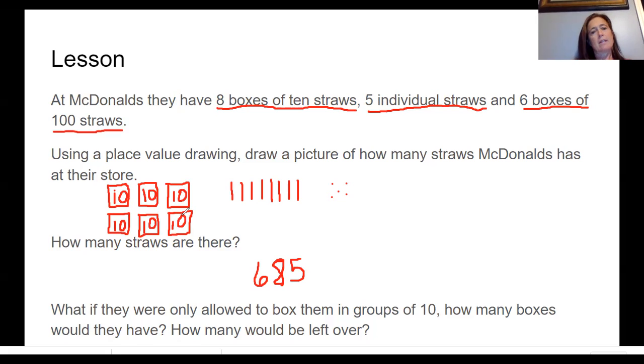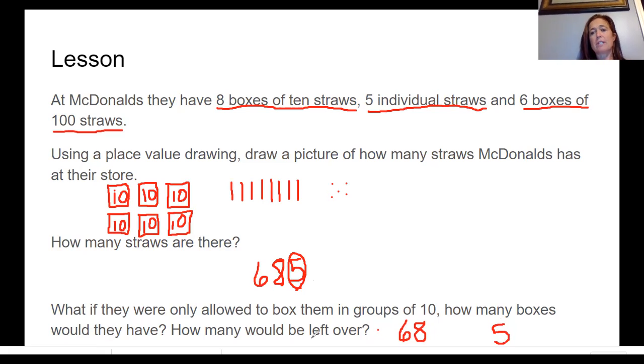So how many tens would that be then? 10, 20, 30, 40, 50, 60. So there's 60 tens over here. 61, 62, 63, 64, 65, 66, 67, 68. So we would have to have 68 boxes of 10. And then we would have 5 left over because there's not enough of these ones to make another set of 10. So it says how many would be left over? We would have 5 left over.